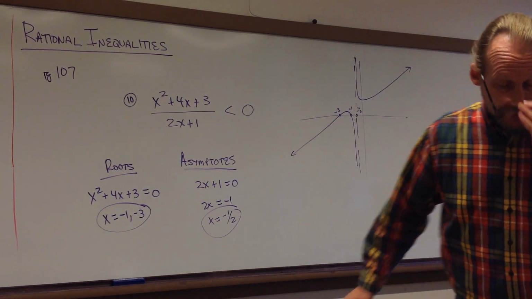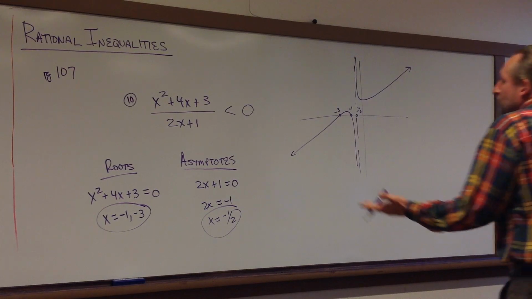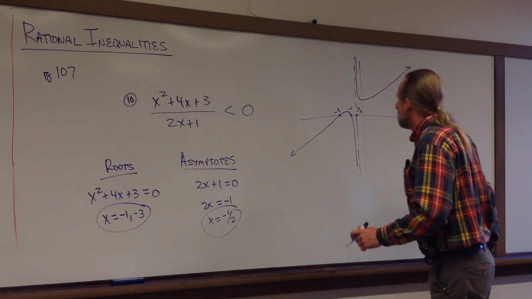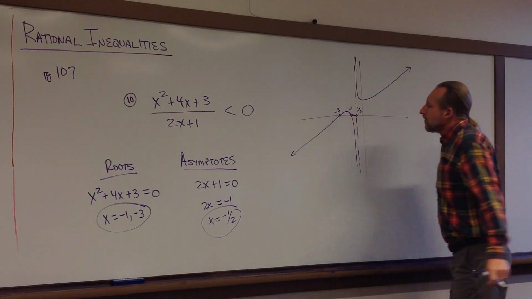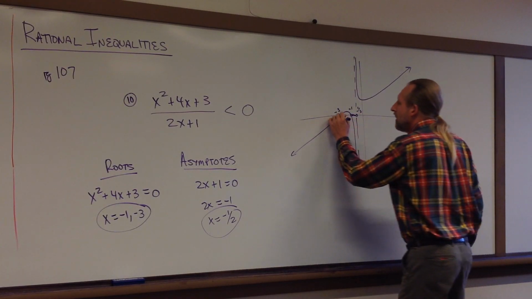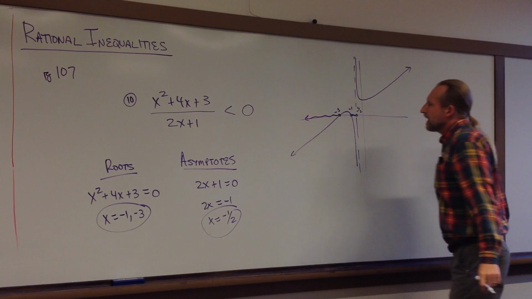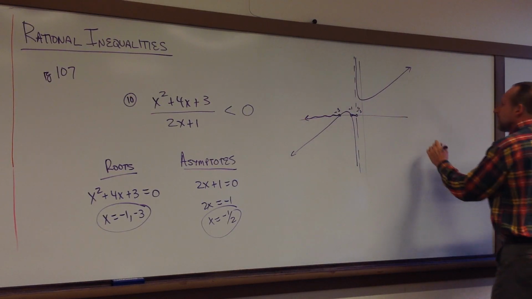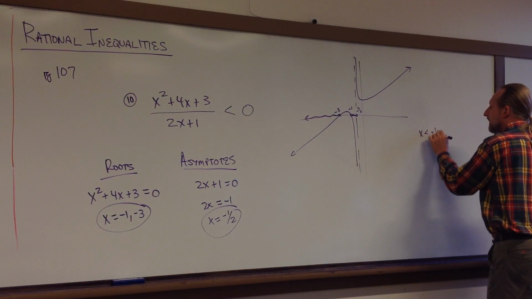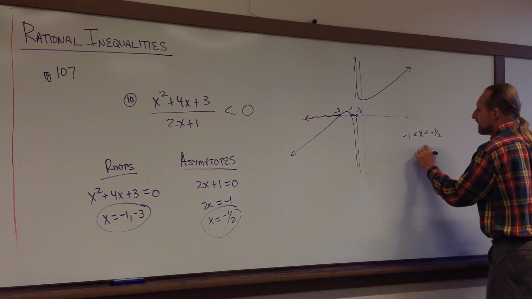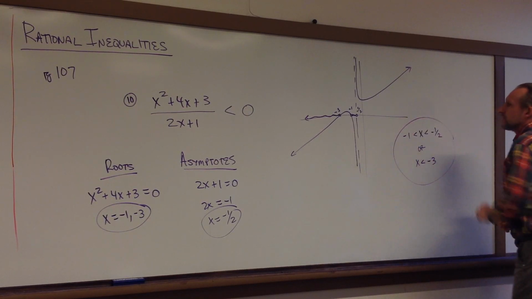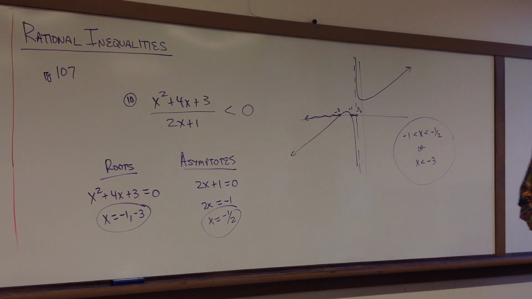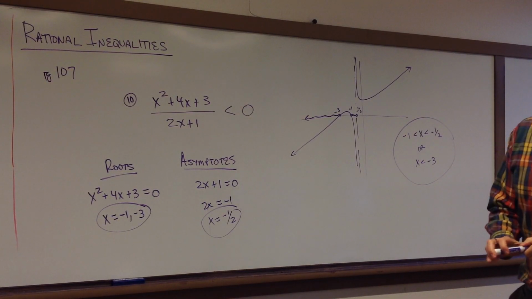Okay. So that's it for the critical values, and now we want to answer the question, where is y less than 0? So you've got this region in here where y is less than 0, and then that region out there as well. So this one, we would say x is less than negative 1/2, but greater than negative 1, or x less than negative 3.